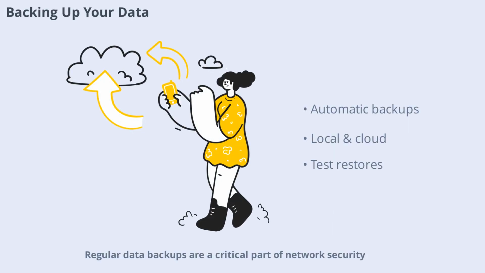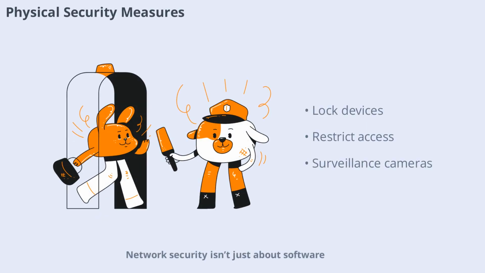Regular data backups are a critical part of network security. In case of a cyber attack, hardware failure, or accidental deletion, having a recent backup ensures you don't lose important information. Use both local and cloud-based backup solutions for maximum protection. Schedule automatic backups and test your restore process periodically to make sure your data is safe and accessible when you need it.